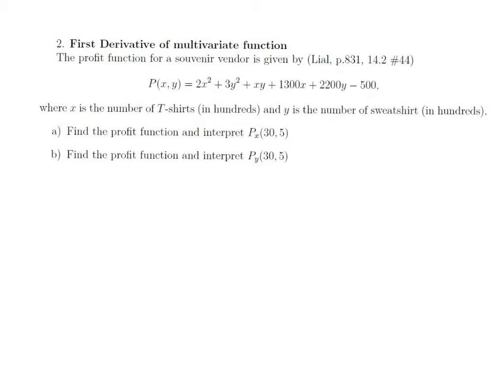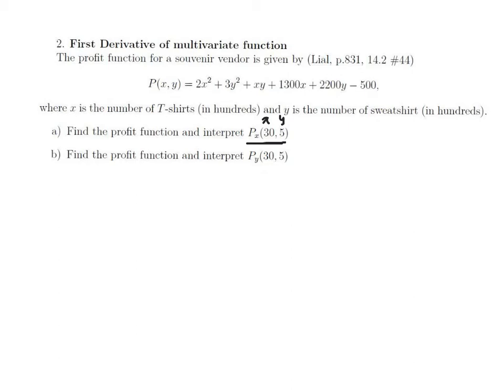Find the profit function and interpret P sub x at (30, 5), and find the profit function and interpret P sub y at (30, 5). So exactly what does that mean? We're looking at the profit with that little x, and that means take the derivative with respect to x. Remember, we're keeping every other variable constant. In this case, we only have one other, that's y. We're keeping y constant. Then it says substitute x is 30 and y is 5, and solve, and then interpret.